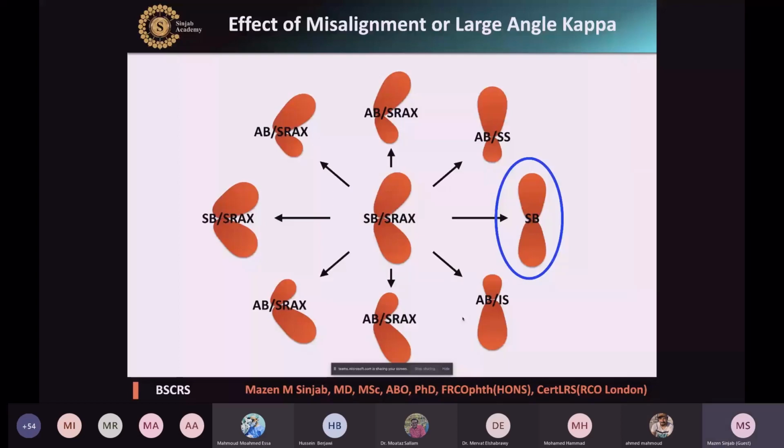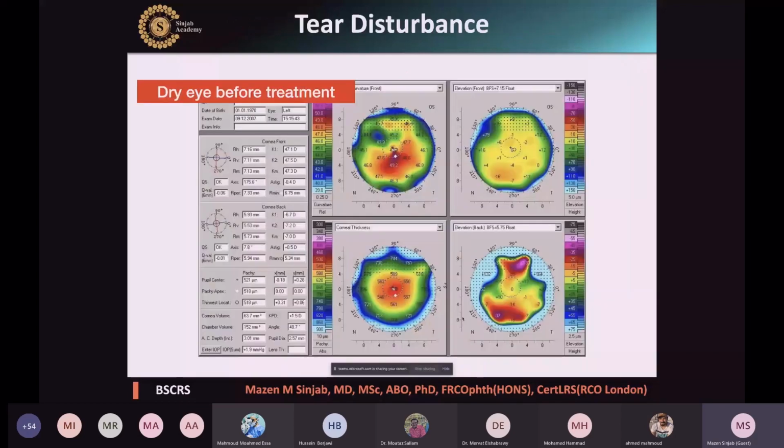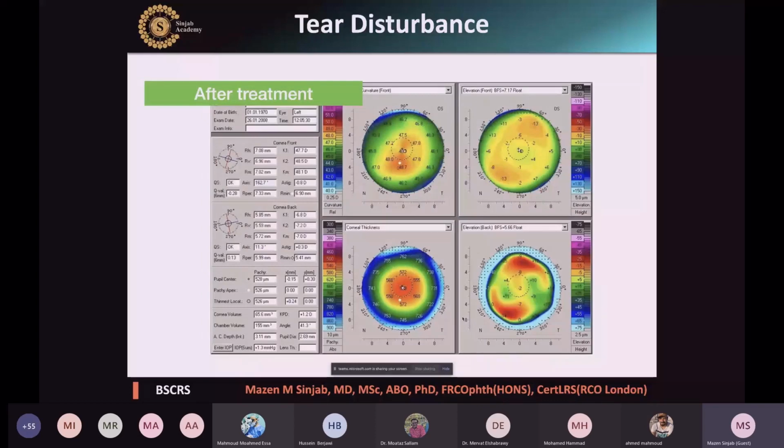Dry eye, of course, affects the K readings. It affects everything, measurement, everything. So we have to be sure that we treat the ocular surface before we do any measurement on the patient. Excess tears as well may show a false hotspot.